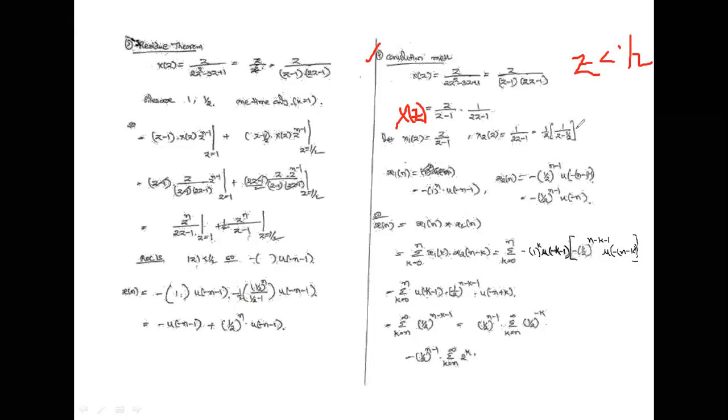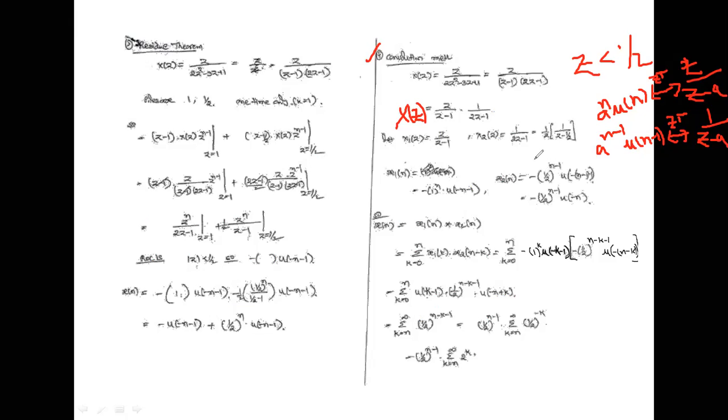Why is it n minus 1? I already told you, a power n u of n, the z transformation is z by z minus a. Z by z minus a is in the positive power side. Similarly, for a power n minus 1 u of n minus 1, the z transformation is 1 by z minus a. Remember this. It is a power n minus 1 u of n minus 1, shifting one sample towards the right side. So it is in the form of 1 by z minus a.